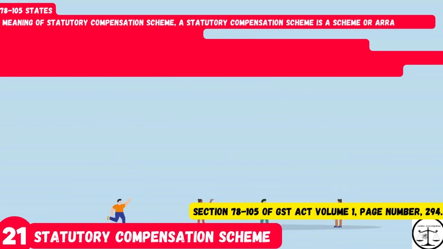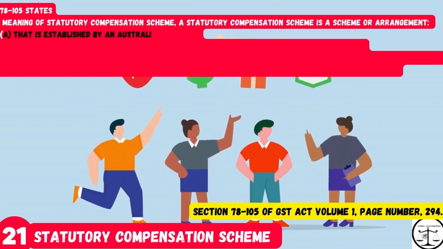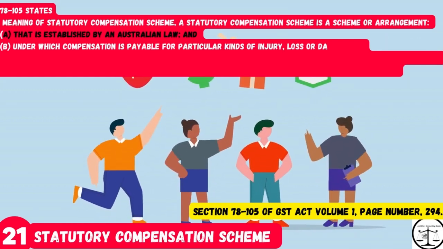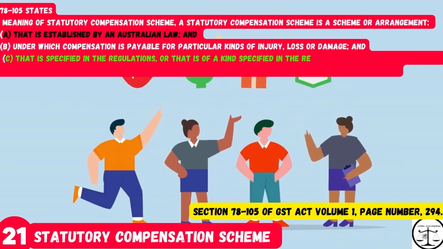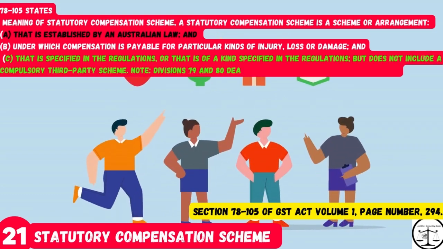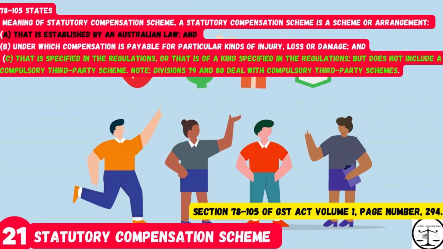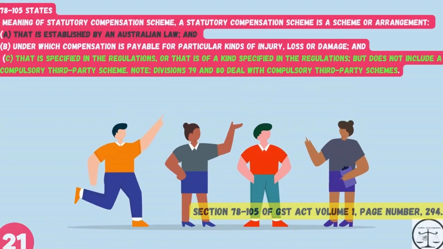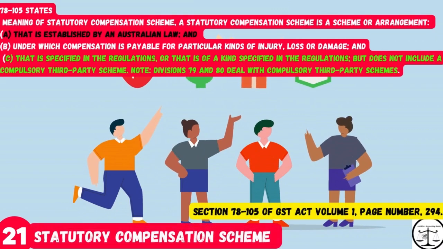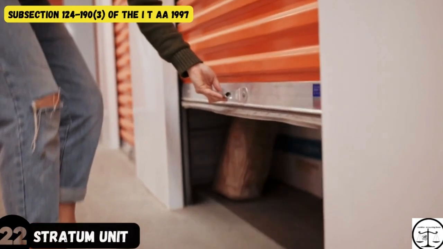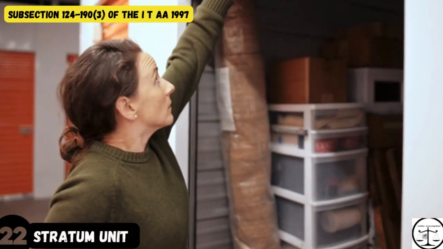Meaning of statutory compensation scheme. A statutory compensation scheme is a scheme or arrangement. A. That is established by an Australian law, and b. Under which compensation is payable for particular kinds of injury, loss or damage, and c. That is specified in the regulations, or that is of a kind specified in the regulations, but does not include a compulsory third-party scheme. Note, Divisions 7, 9, and 80 deal with compulsory third-party schemes. Next word. Word number 22.